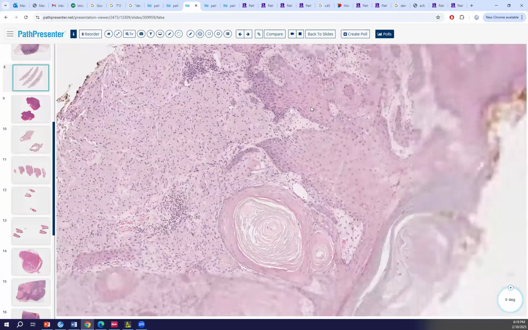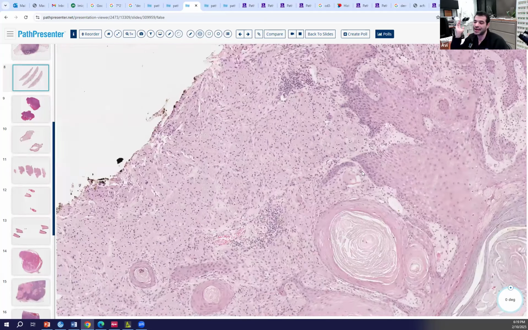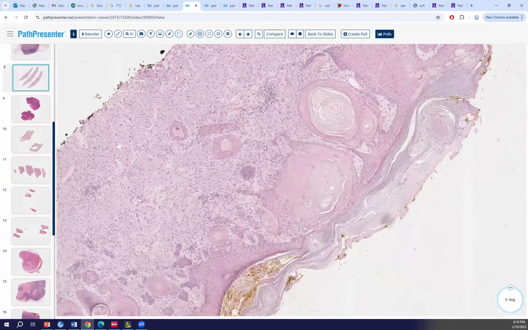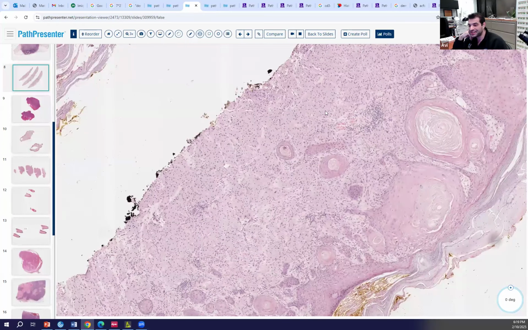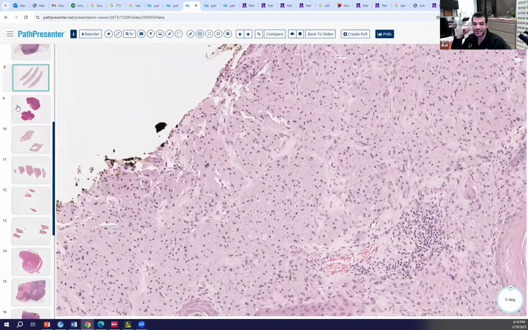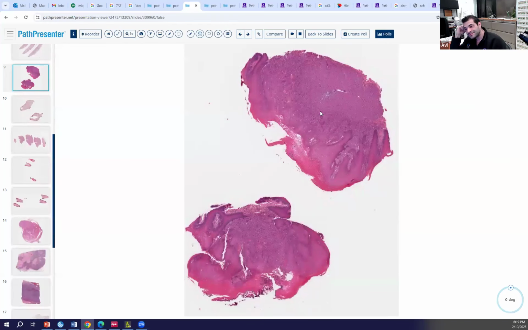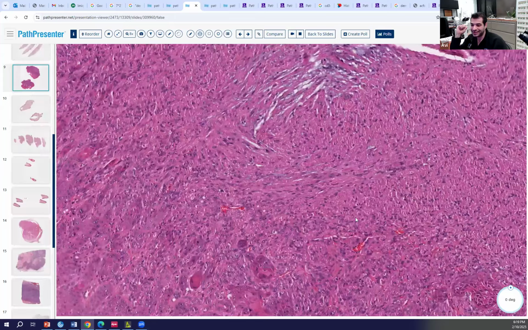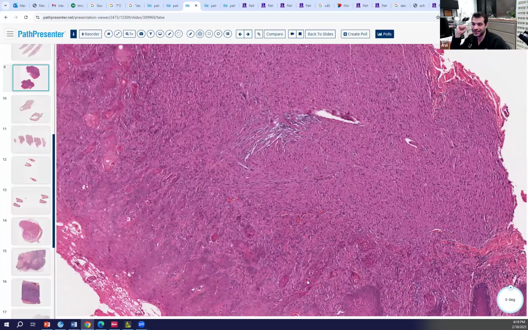So you have, is it this, granular cell tumor? Yeah, granular cell tumor. You notice the pseudoepitheliomatous hyperplasia. So the granular cell tumor is also associated with pseudoepitheliomatous hyperplasia. Same thing, just another example, differently stained, but pseudoepitheliomatous hyperplasia.